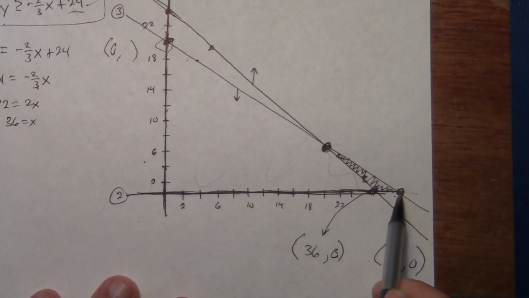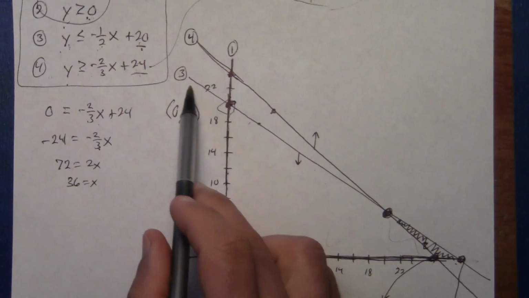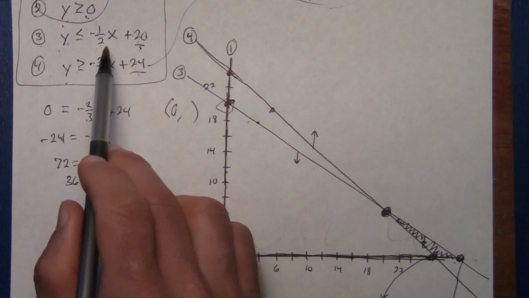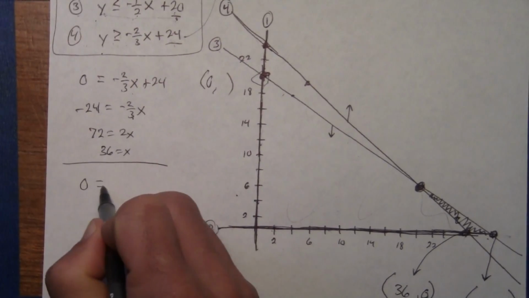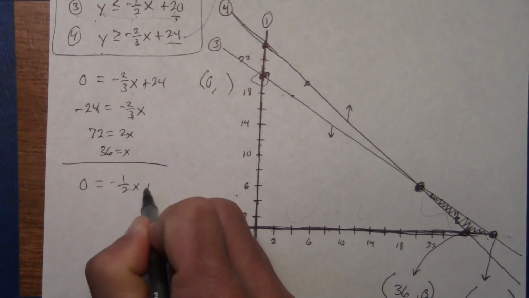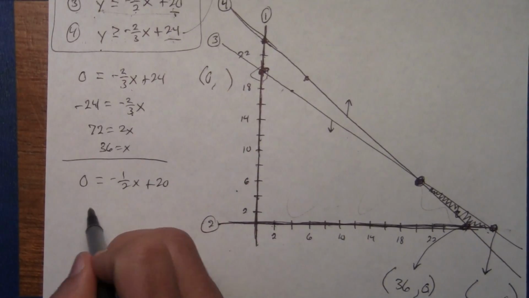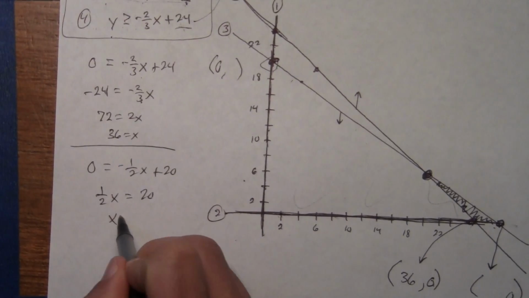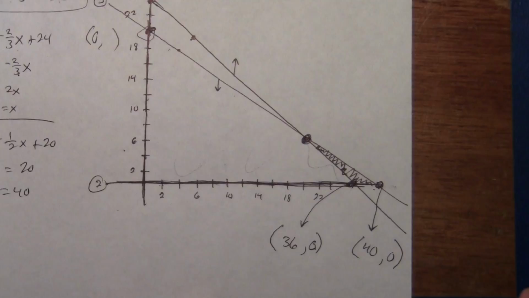We'll do the same thing for this one. I know the y value is 0. Follow that line, and you can see that it's line number 3. So go over here to equation number 3 and plug 0 in for y. If I plug 0 in for y in that equation, I get 0 is equal to negative 1/2 x plus 20. And same thing, let's add 1/2 x to the left side this time. Add 1/2 x, multiply both sides by 2, I can tell that x is equal to 40. And now I've got the points that I'm looking for.